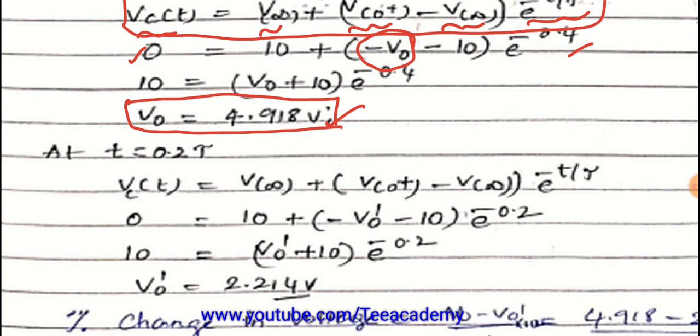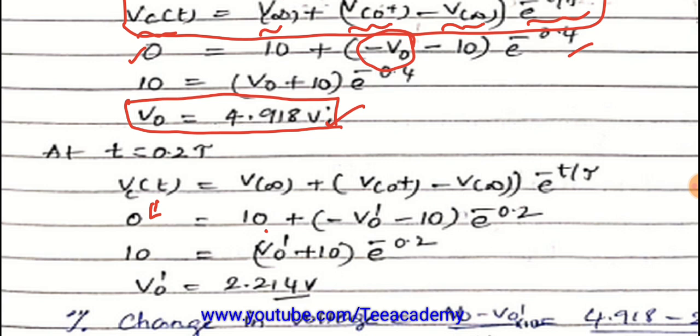Now the next case is what changes we make to make the voltage 0 at 0.2 tau. Now Vc of t should be made 0 here. V of infinity will remain the same, plus V of 0 plus minus V of infinity, into e power minus t by tau.